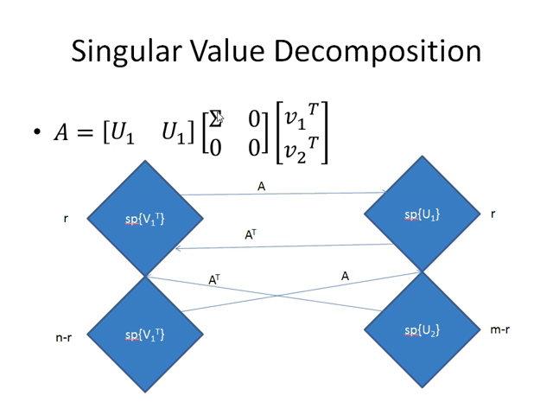V1 multiplies sigma, V2 multiplies 0. So this one, there's R of them. This is the first R of them, and this is the remaining N minus R of them, because it's got to be equal to the columns. Similarly here, this is M, because it has to be equal to the rows of this, and so this is R, and this is the remaining M minus R.